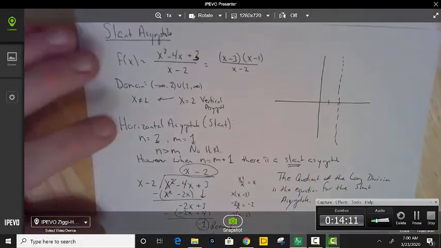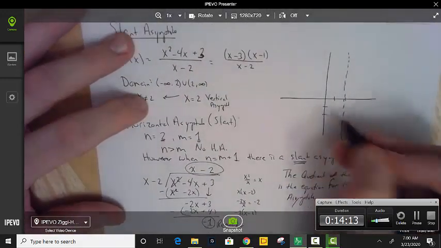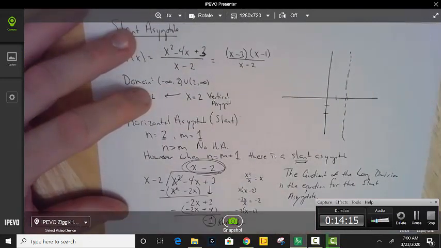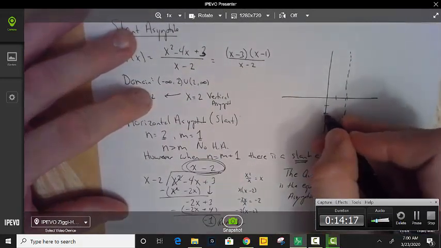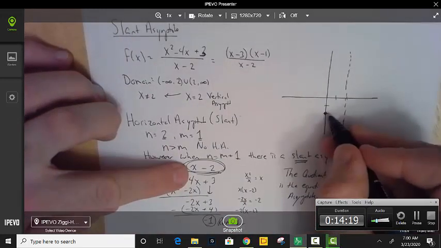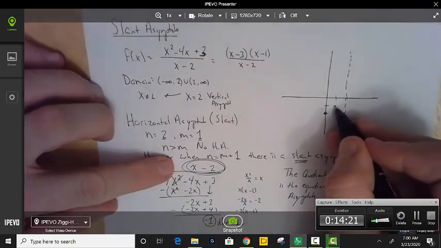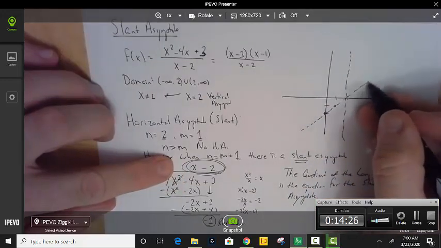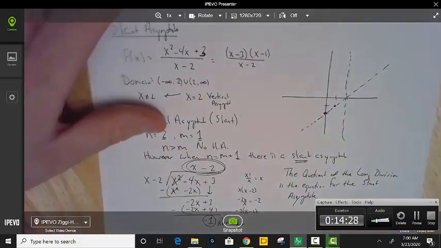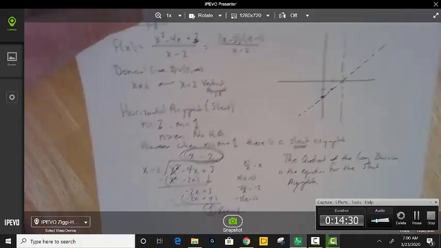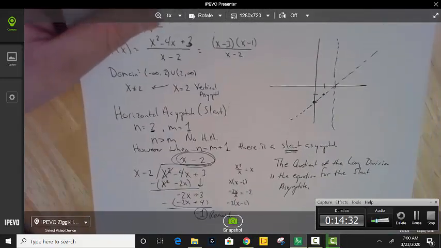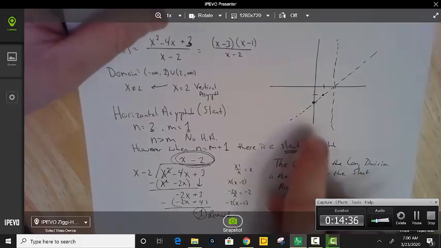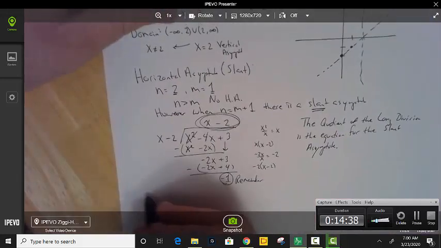So what that means is on our graph we're going to come down to negative 2, because this is a linear function. So we're going to come down to negative 2, and the slope is up 1 over 1. And we're going to add a dotted line for our slant asymptote. So instead of having a horizontal asymptote, we have a slant asymptote, and that's where it's going to be located.